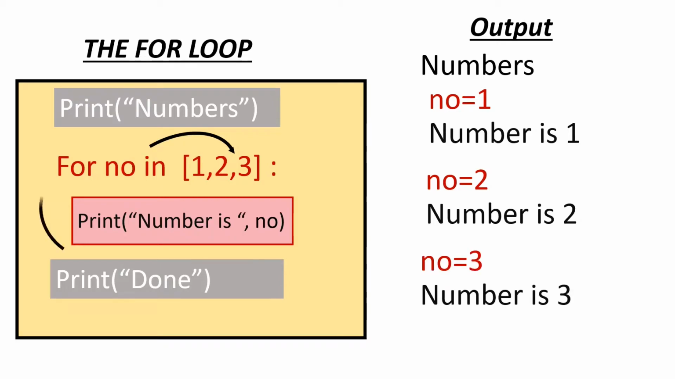Now it will again go up and check, was 3 the last element of the collection? Yes. Now it becomes true. Now since it becomes true, no element is left in the collection. So we come out of the for loop, and what is there after the for loop? It is print done. So done is printed.